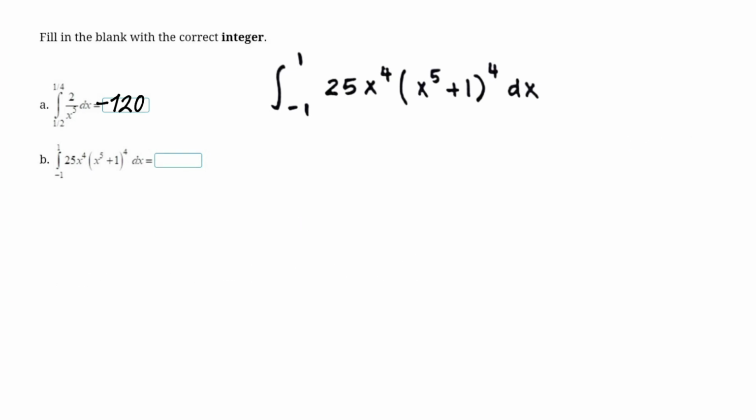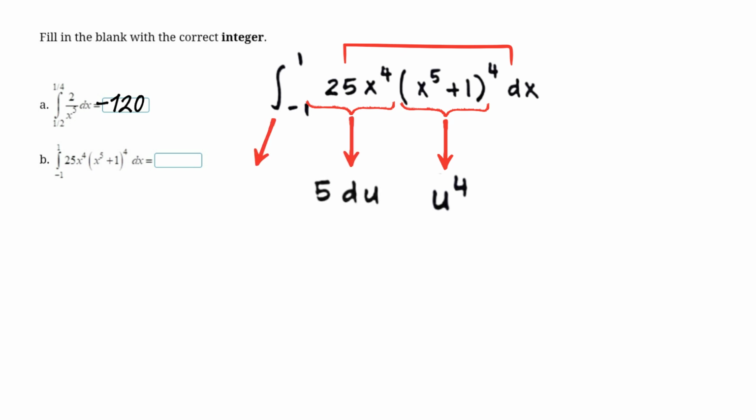Now let's rewrite the entire integral in terms of u. We already know that x to the fifth power plus 1, all to the fourth power, can be replaced by u to the fourth power. As for 25x to the fourth power, dx, we can replace it by 5 du. Finally, for the integration limits, we already found our new limits, 0 to 2. So our new expression is the integral from 0 to 2 of 5u to the fourth power, du. This is now a standard integral that we can solve using the fundamental theorem of calculus.